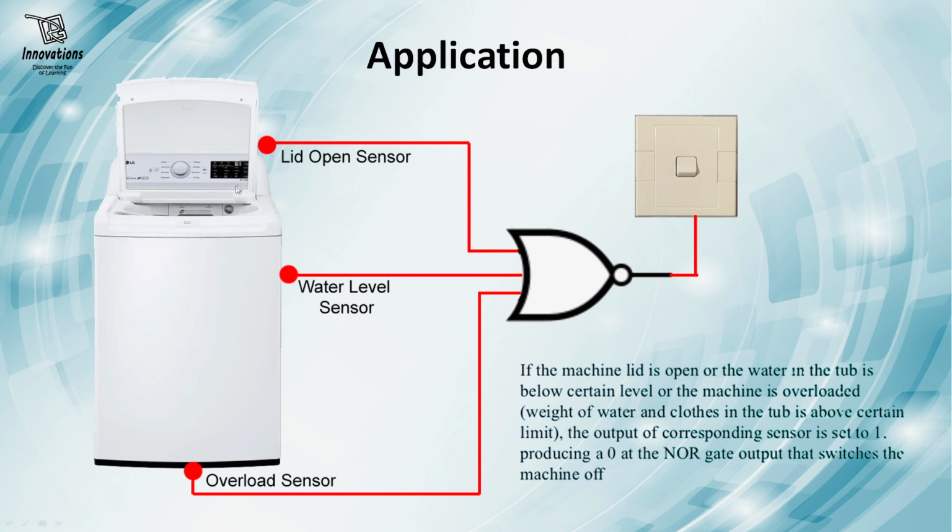Like when the lid is open, the sensor returns a 1, and when the water level is high, the sensor returns 1, and when it is overloaded, the sensor returns 1. So when any of the three returns a 1, the output is low, so the switch will not work. Only when these three sensors return 0, or these three inputs are low, the output will be high, and only then the switch will work and the washing machine will turn on. So this is a real life example of a NOR gate.